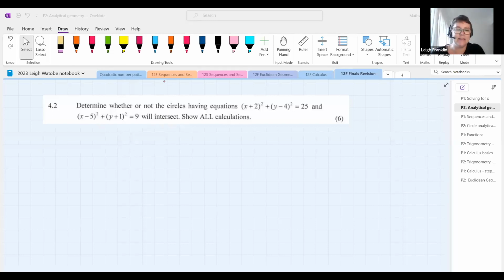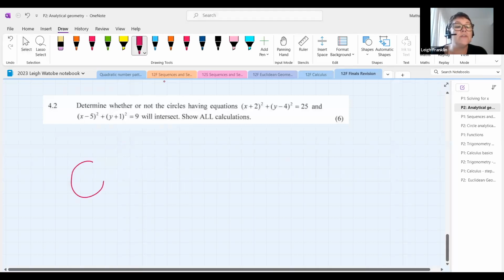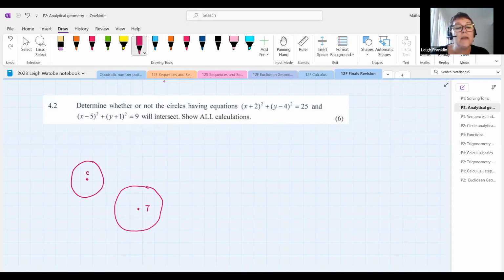So the idea is this. If two circles do not intersect one another, let's say I've got a circle over here, and I know I'm drawing these circles very badly, and I have a center over here, I'll call that C, and a center over here, that I call D. Here is the length of this radius, and here is the length of this radius. In a situation where circles do not intersect, the distance between the centers is greater than the sum of the radii.